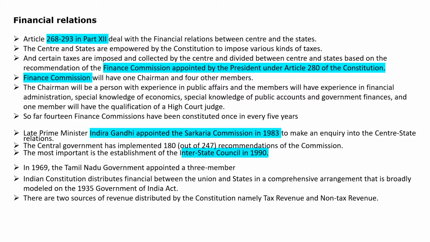In 1969, the Tamil Nadu government appointed a 3-member committee. The Indian Constitution distributes financial powers between the union and states in a comprehensive arrangement that is broadly modeled on the 1935 Government of India Act. There are two sources of revenue distributed by the Constitution, namely tax revenue and non-tax revenue.